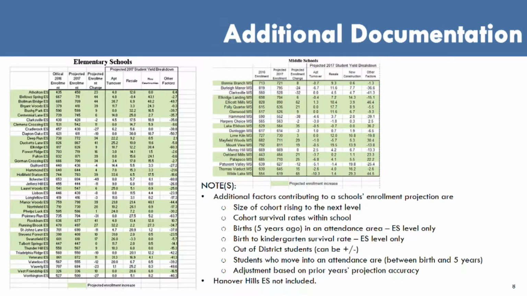Other factors is everything else that we use in order to determine our projection and include all the contributing factors such as birth to kindergarten survival rates, cohort survival, any out-of-school adjustments to out-of-district counts, students who moved into an attendance area between birth and 5, and adjustments based on previous year accuracy.